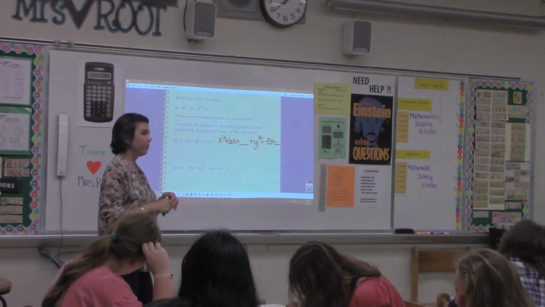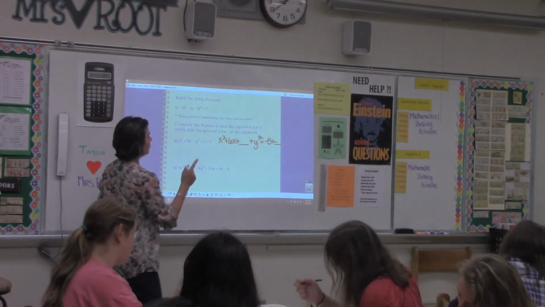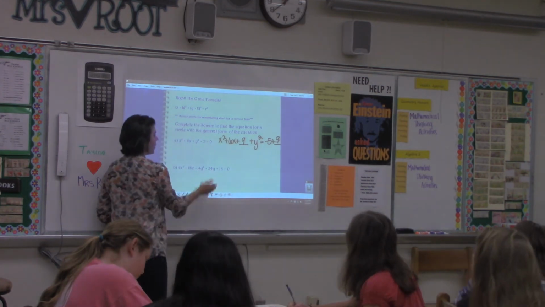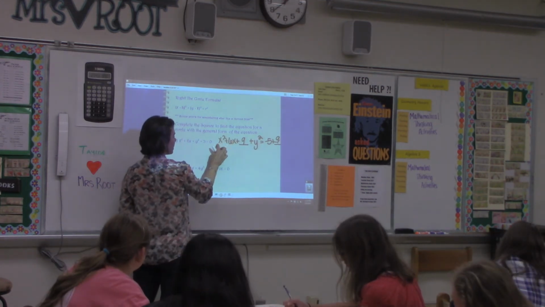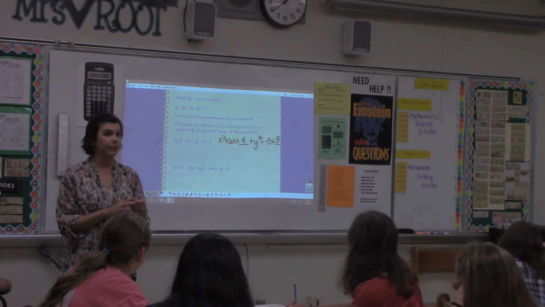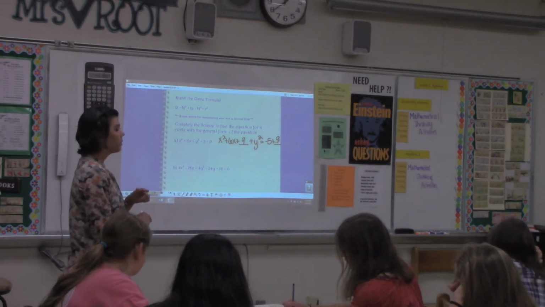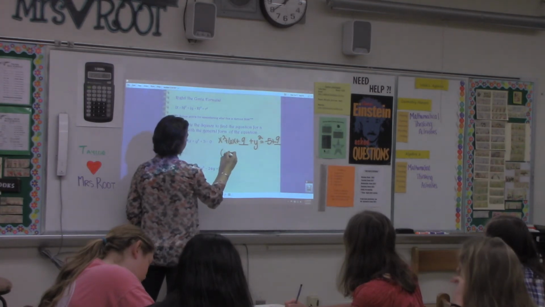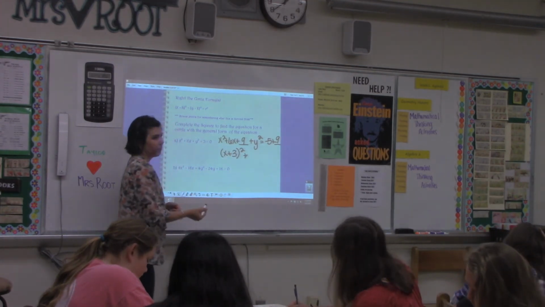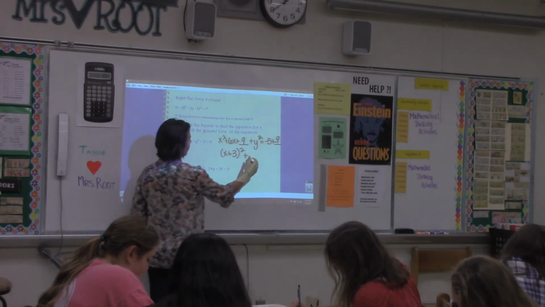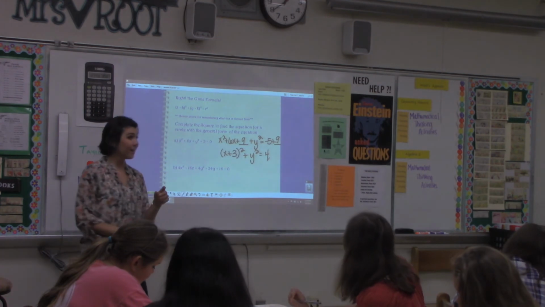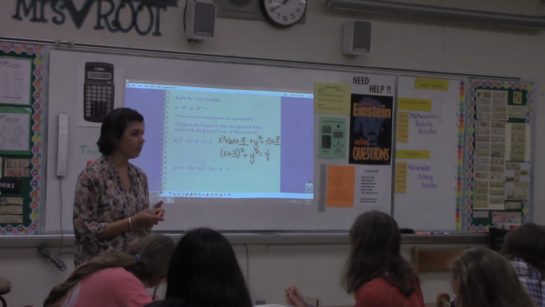Okay, what goes in the blank? We kind of just did one that was like this. Good, 9 and 9. So the x squared plus 6x plus 9, what's that going to factor as? X plus 3, squared, plus y squared, because we don't have to complete the square for that one, equals 4. Good.